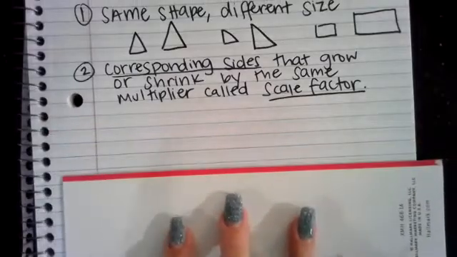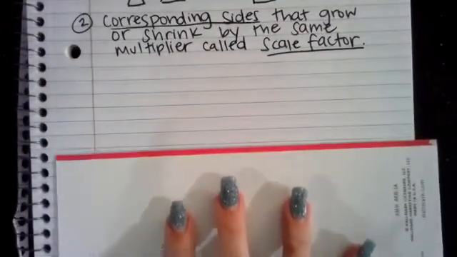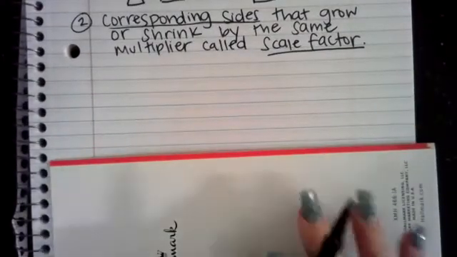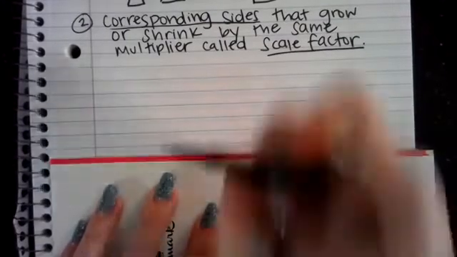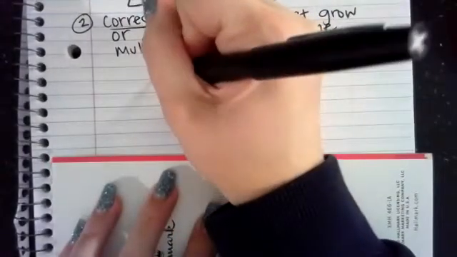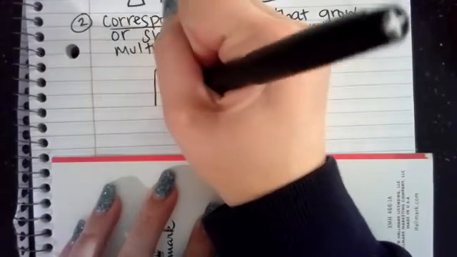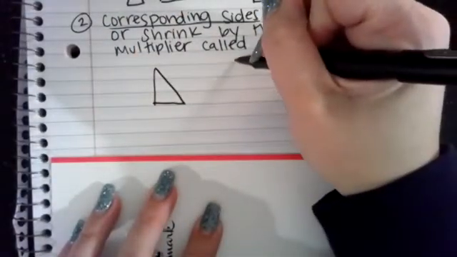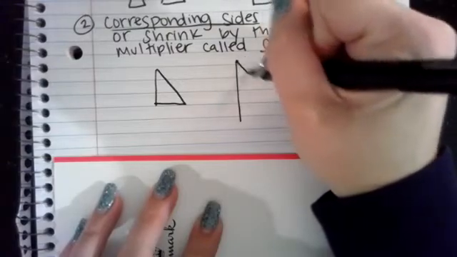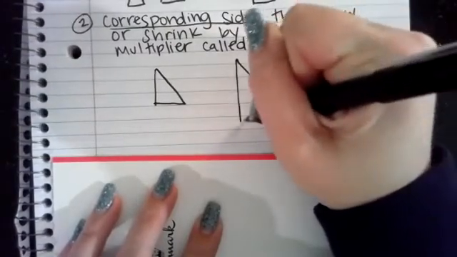Let's draw ourselves two triangles. Make sure I have some space. Okay, let's draw ourselves two triangles. I'm going to draw a smaller triangle first. I'm also going to draw right triangles. So let's say I have this right triangle, and then I'm going to draw a slightly larger right triangle.